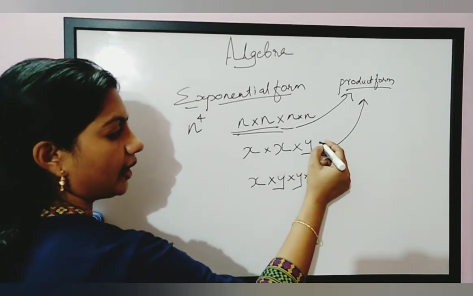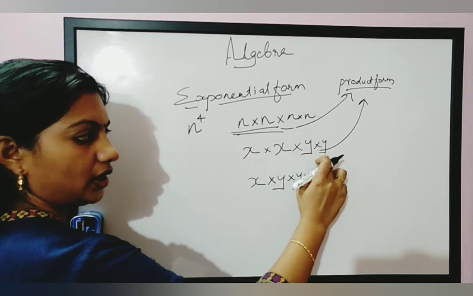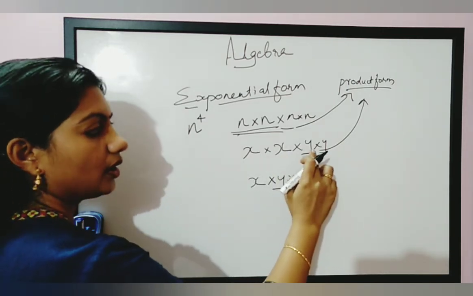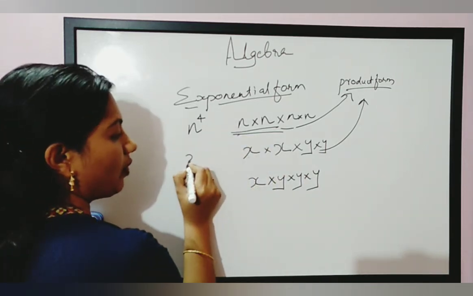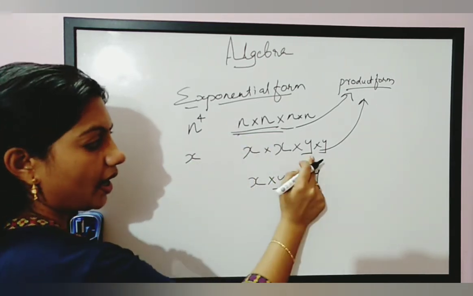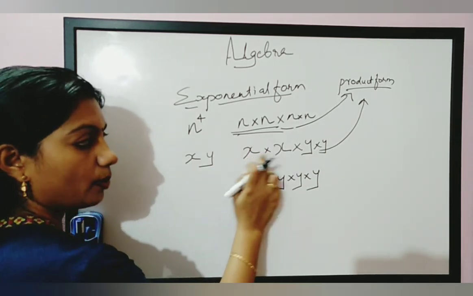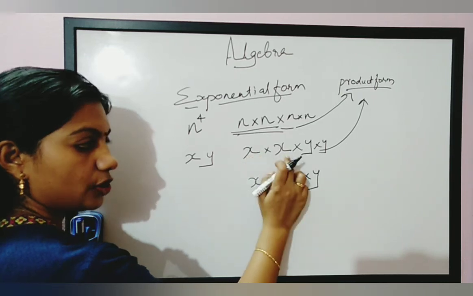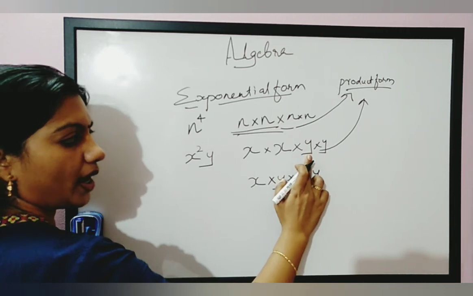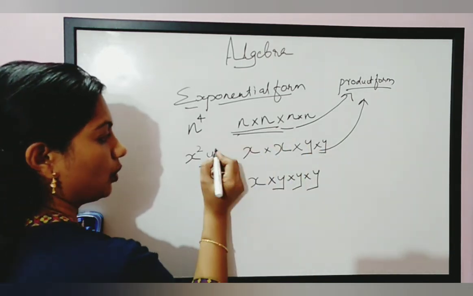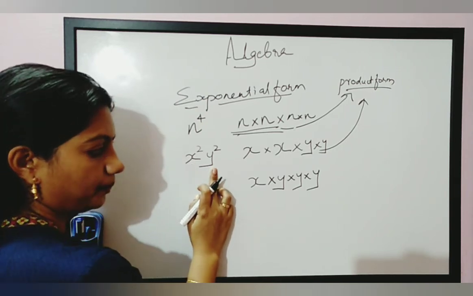Now, here I have x into y into y into x into x, x into x into y into y. I have a variable x and a variable y. Now, how many times is x repeating? 1, 2. So x to the power 2, and y 1 and 2, y to the power 2. This is x square y square.